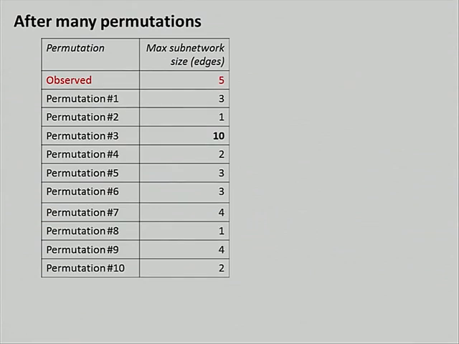But we can keep doing this, for hundreds of permutations. Here I've shown 10 permutations, and we can see that for all of the 10 permutations except for 1, the size of the largest subnetwork is smaller than the size of the network that we find in our actual data. This would suggest that a subnetwork of size 5 is particularly unusual. So there's something interesting about finding a subnetwork of that size.